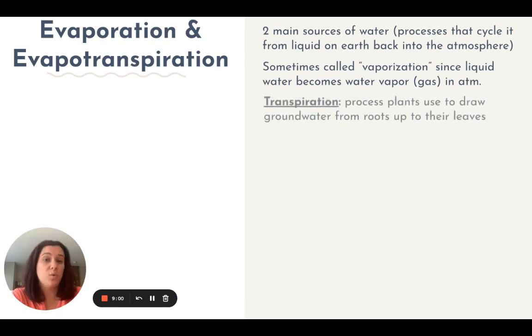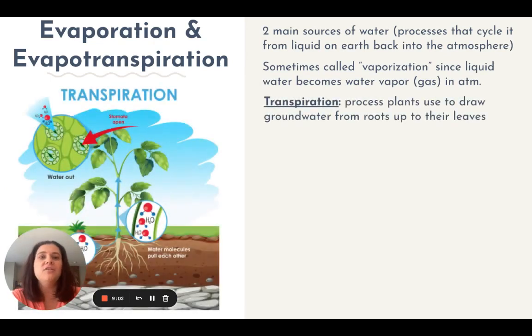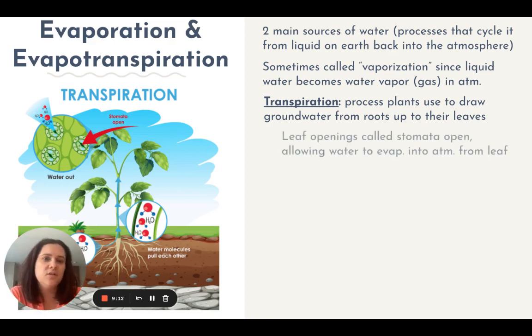So two of our main sources of water are actually from something called transpiration. It's sometimes called vaporization. And this is the process that plants use to draw groundwater from their roots up to their leaves. So it's kind of a fancy name on it.